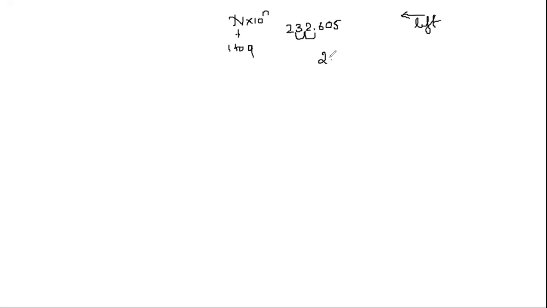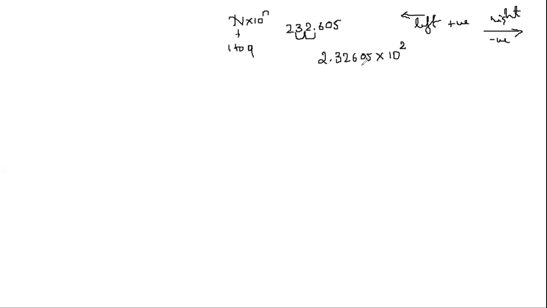So what I'll write, 2.32605 into 10 raised to, how many digits have I shifted? It is to the left, 2 digits. When you're shifting it to the left, you will represent a positive value. When you are shifting it to the right, you will represent negative.